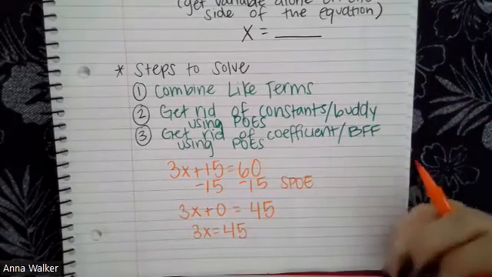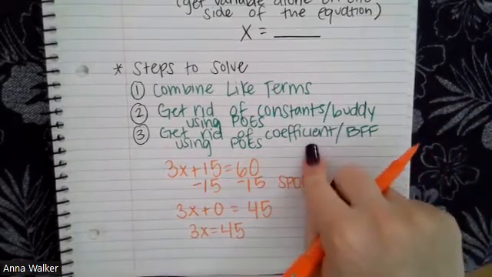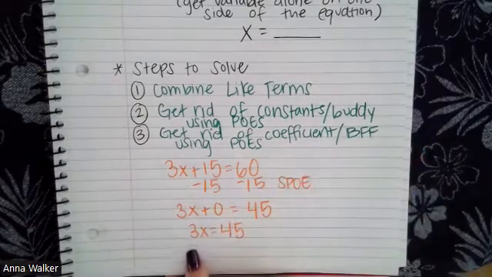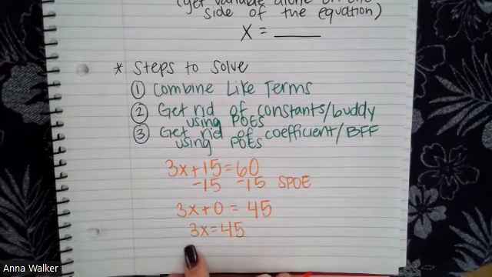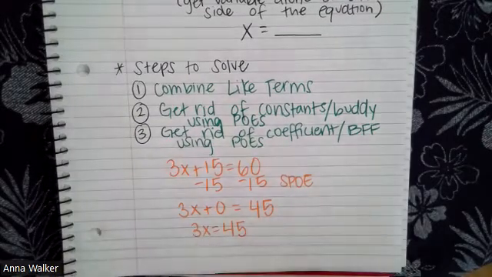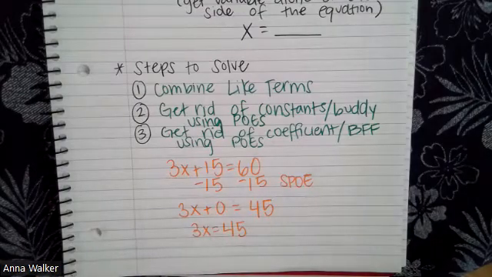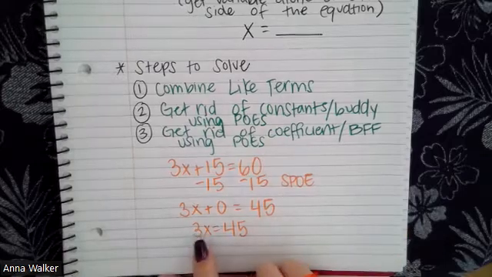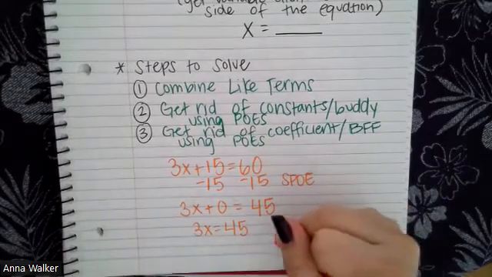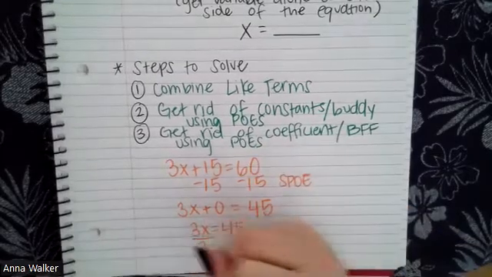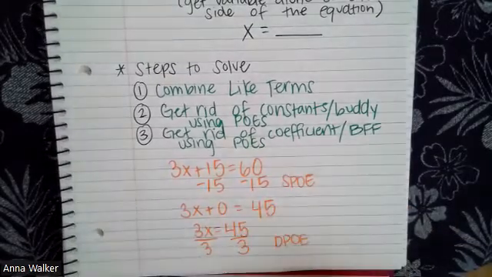Now, since we've gotten rid of the buddy, we're going to take on the last task and the hardest task of getting rid of the coefficient, or the BFF. In order to get rid of the BFF, I need to look at what kind of math is being done. There's multiplication happening between 3 and x. And before you start saying, oh, we'll use the multiplication property, no, remember, we always want to use the inverse operation. The opposite of multiplying is going to be to use the division property. We are going to divide both sides by 3 in order to figure out what x is equal to.